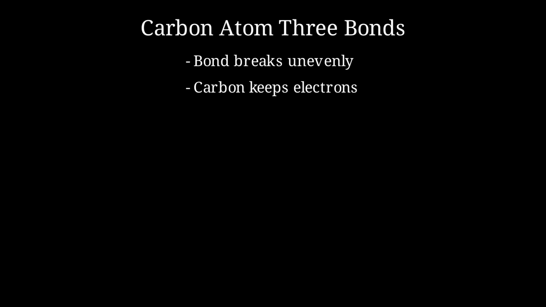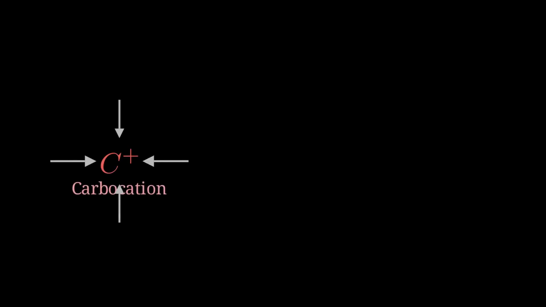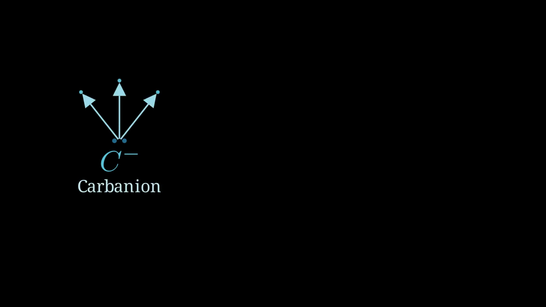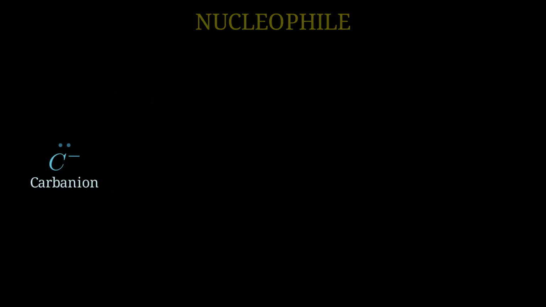Now we have a carbanion. Visualize this. Carbon now has 3 bonds and 1 lone pair of electrons. It has its octet, but it also has a full negative charge. Structurally, it looks like an ammonia molecule, a tripod shape, or trigonal pyramidal. If carbocations were electron vacuums, carbanions are electron fountains. They are nucleophilic. They love seeking out positive nuclei.